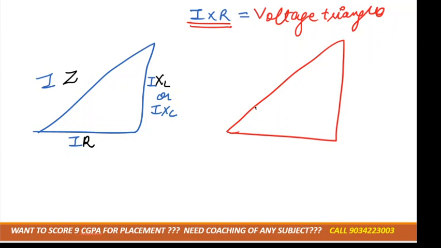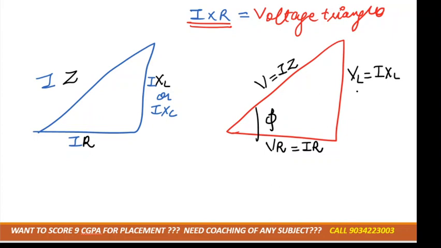Again, the angle between them is phi. So here we can say VR. VR is the voltage drop across the resistor, that is I into R. Here we'll get VL. VL is equal to I into XL. Here we'll get V. V is equal to I multiplied by Z.